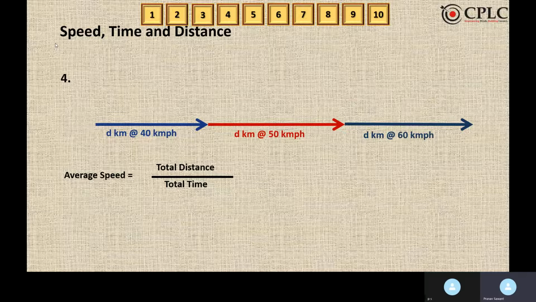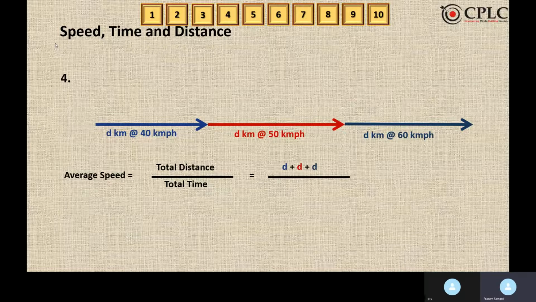Now we know that the distance is same. That is, the stretches are of same length. So let us assume those stretches of same length as d. So d kilometer at 40 km per hour, d kilometer at 50 km per hour, d kilometer at 60 km per hour. Average speed is total distance upon total time.